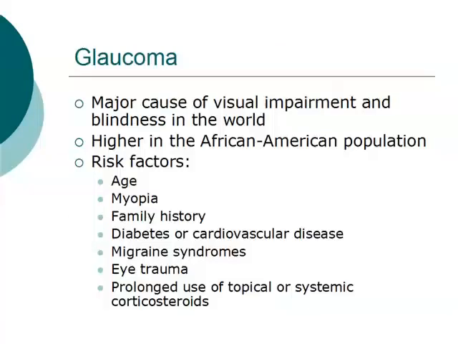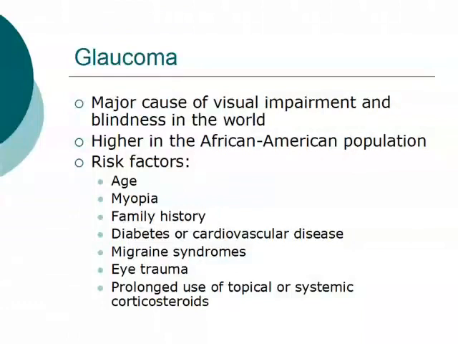The first disorder that we're going to talk about is glaucoma. This is a major cause of visual impairment and blindness in the world. And it is a leading cause of blindness among African Americans and the Hispanic population, even more so than the Caucasian population. Risk factors are listed there on the slide for you.